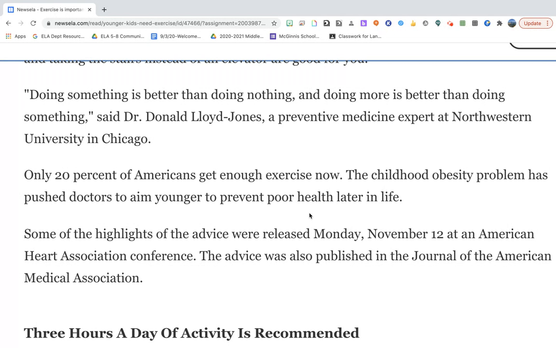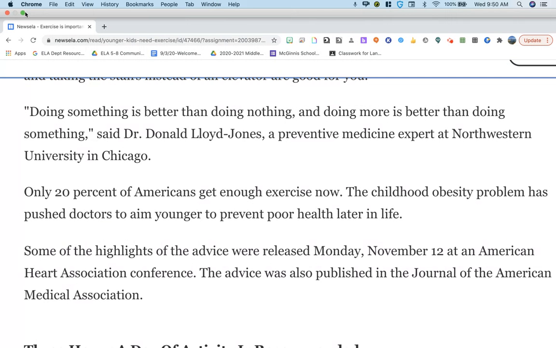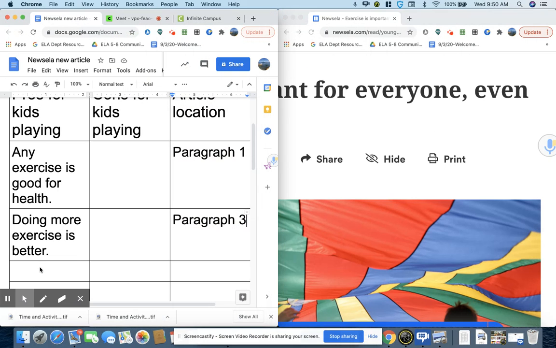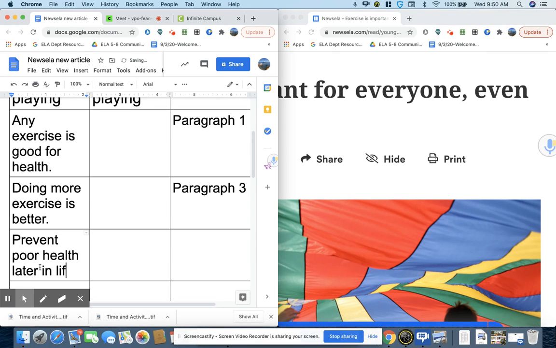What is one reason? Frank, do you have a reason for missing more? What is one reason I can take from this? Ms. Soto is correct. That's one reason. So prevents poor health. Actually, you're missing a slight part of it: later in life. So that's one reason. So prevent poor health later in life. It's paragraph 5.